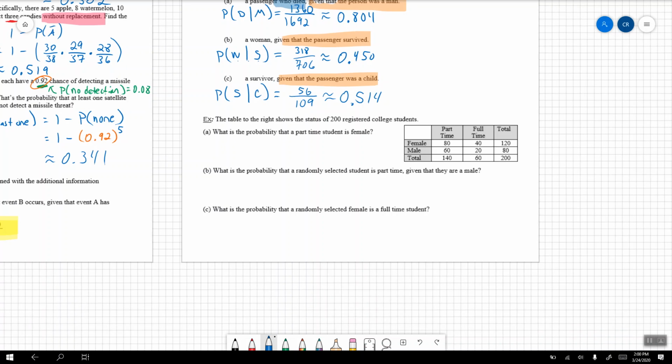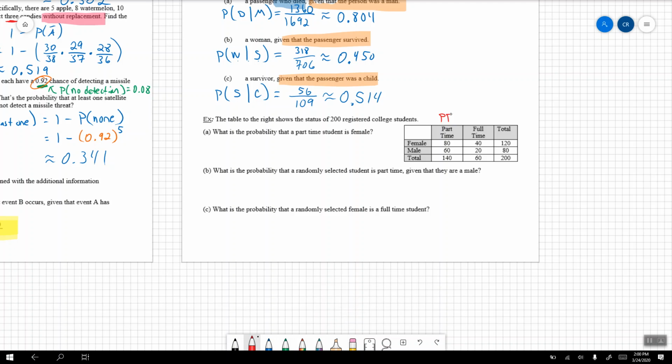All right, so the table to the right shows the status of 200 registered college students. So what is the probability that a part-time student is female? What is the probability that a randomly selected student is part-time given that they are male? And what is the probability that a randomly selected female is a full-time student? All right, so before I fill this in, I want you to give it a shot. Give this a shot and see if you can get these probabilities. I myself am going to fill it in, but just not at this moment. Feel free to pause the video.